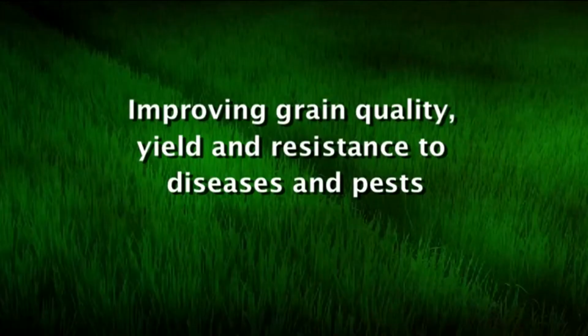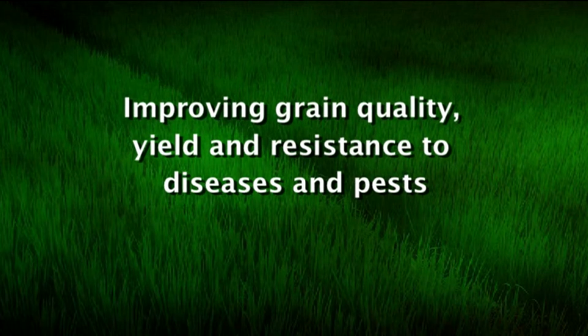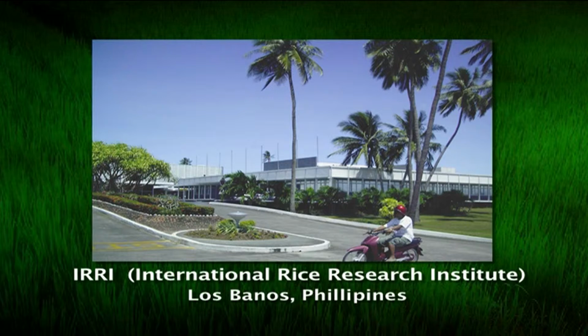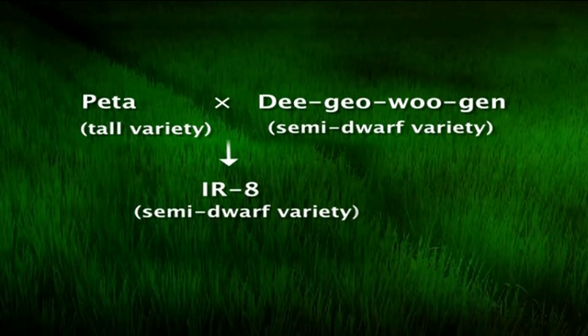Breeders have been engaged in breeding new varieties of rice for improving grain quality, yield and resistance to disease and pests. The International Rice Research Institute was established in Los Banos, Philippines with the aim of breeding high-yielding varieties of tropical rice. The famous semi-dwarf variety IR8 was obtained as a result of a cross between the tall tropical variety Peta and the subtropical semi-dwarf Dee-geo-woo-gen.